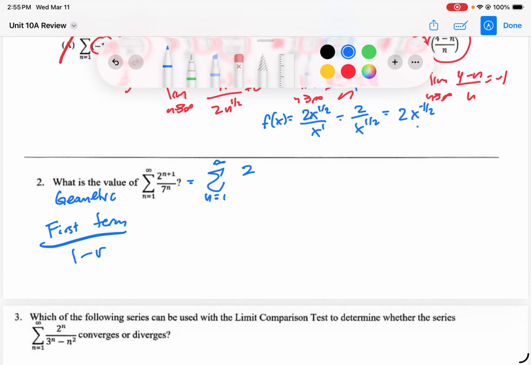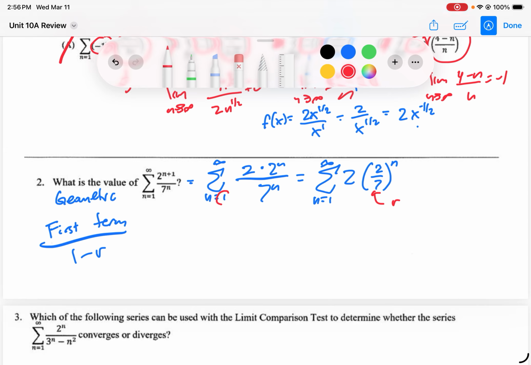So I've got to look at this. If I would just rewrite this, I would rewrite the top as 2 times 2 to the n over 7 to the n, which could be rewritten as 2 times 2 over 7 to the power of n. So now this is the r number. If that r number is less than 1, then that geometric series converges. If it's greater than or equal to 1, it would diverge. But this one converges, and it converges to the first term.